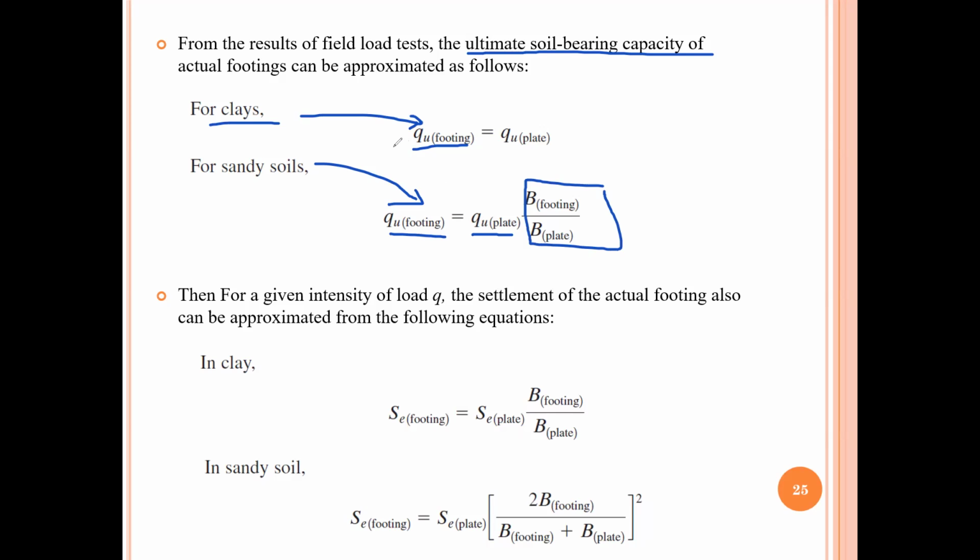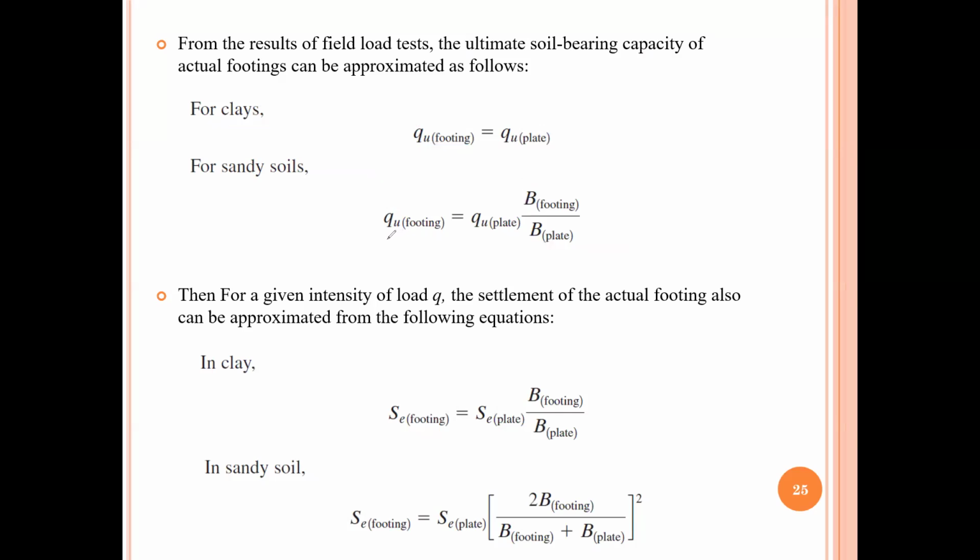Now, if you remember, I told you in some cases the client insists, okay, I don't need 25 millimeter settlement, I need 15 millimeter settlement, 10 millimeter settlement. So then what do we have to find? If we know the settlement of the plate, and we are restricted on the settlement of the footing, so let's say 15 millimeters.